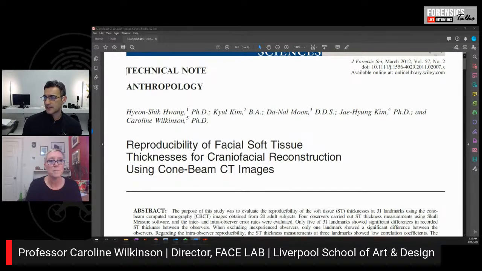Okay. There's a paper that I have up here that you can see. This was one that you did in the Journal of Forensic Science in March 2012, with our South Korean colleagues. That's right. You can see there's a whole list of them here. And many papers. I'm not sure if there's a regular team of people that you keep working with, but hey, good on you. The more papers, the better.